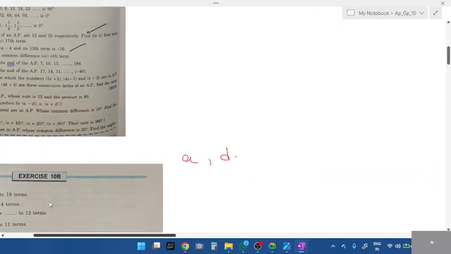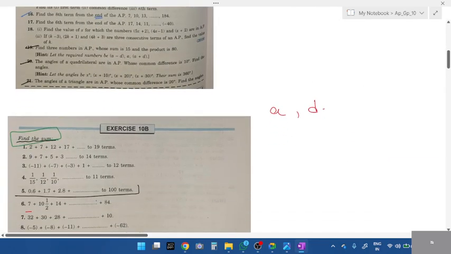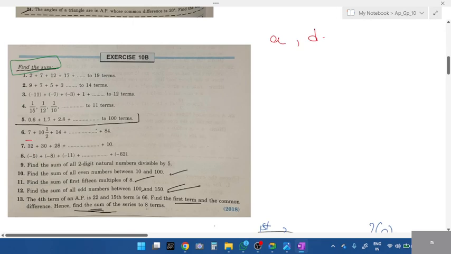Okay, now look, this is what they've given. So just to find the sum, use the formula. They won't give these kind of questions. 2018. I'll solve one question here.